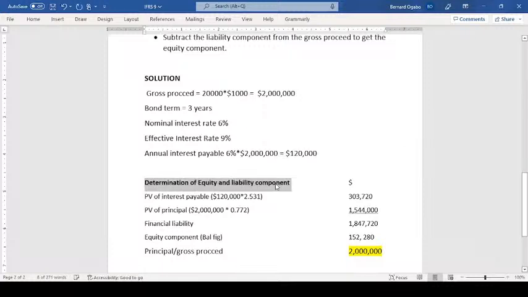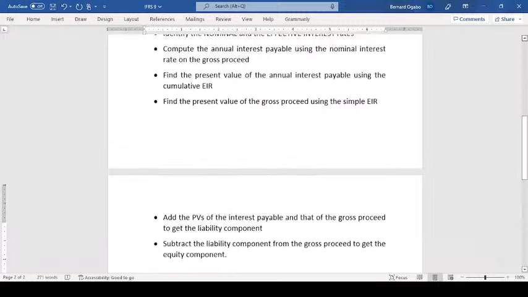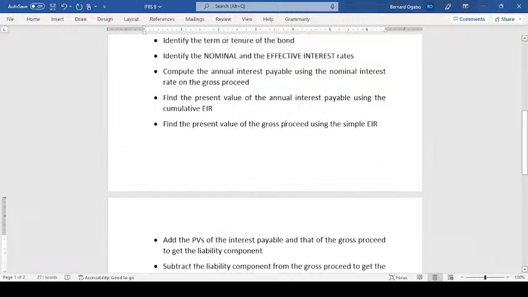And in this case, once you are able to identify these ones that are here, the next step is for you now to determine the liability and the equity component of this bond. So following this next step, what do you do? You find the present value of the interest payable. And in this step, I said you use the cumulative discount factor, the cumulative effective interest rate. Find the present value of the annual interest payable using the cumulative effective interest rate.